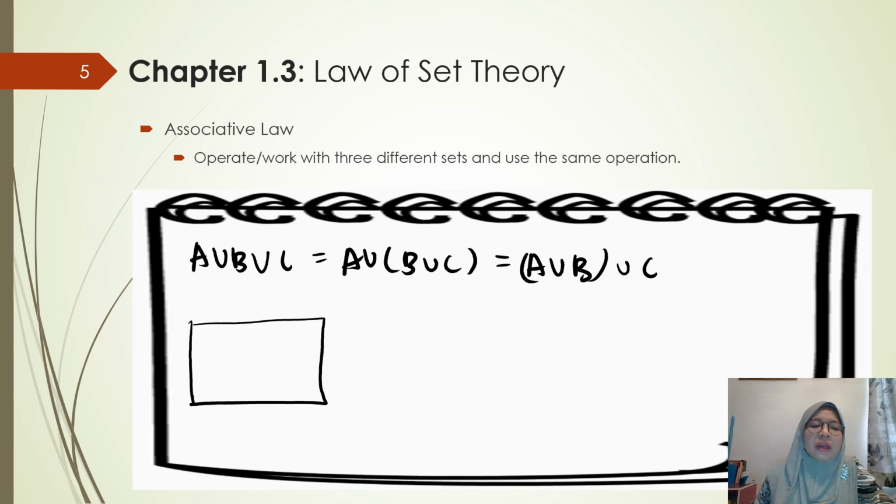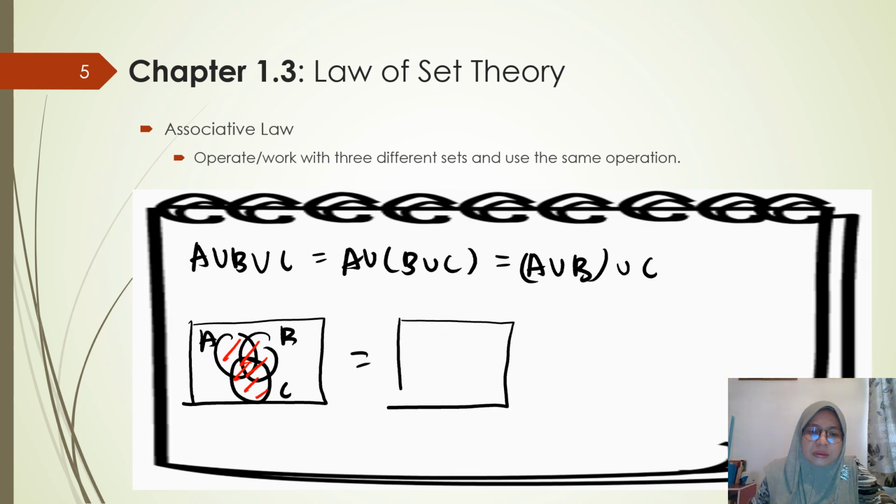Originally we have A union B union C. Here we have three subsets, which are A, B, and C. Based on this statement, A union B union C, it means that these three subsets have been combined all together as one set. The elements are inside of A, B, and C, and we unite all of them as one set.